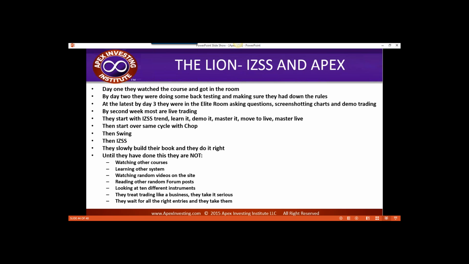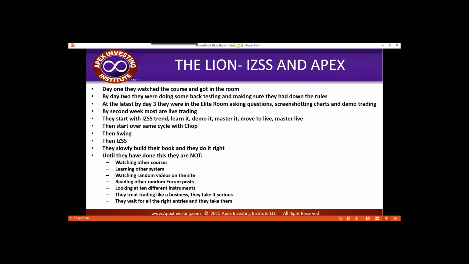Because that's all they needed to do. And by the second week, some of them were even live trading already. And they started with iZone Sharpshooter trending, making sure they have those rules down, making sure they understand that. They learned it. They demo traded it. They mastered it in demo. They moved over to live. They mastered it in live.